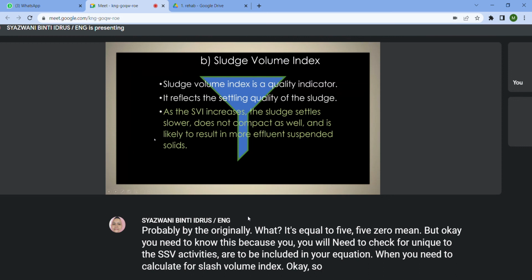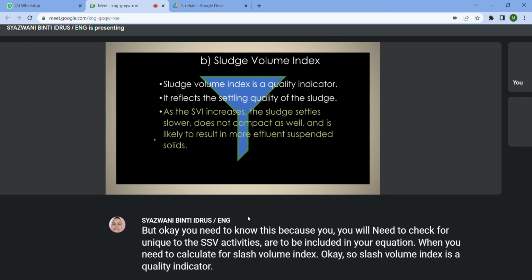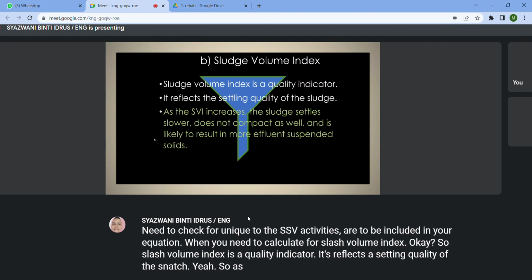Okay, so sludge volume index is a quality indicator. It reflects the settling quality of the sludge. As the SVI increases, the sludge settles slower.